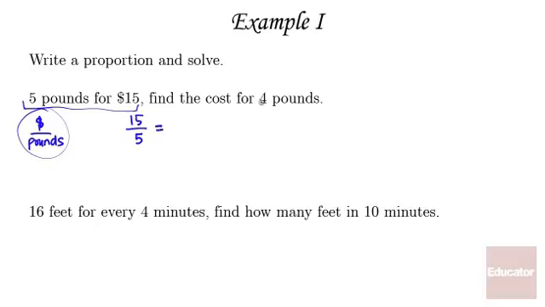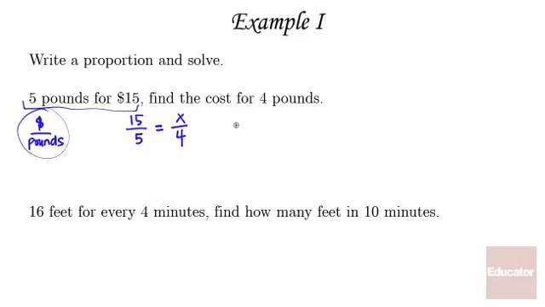Well, 4 pounds, does the 4 go on the top or the bottom? It's pounds. It's going to go on the bottom. And then I want to find the cost. That's what I'm looking for, so I'm going to make that my variable. So I can say x. And then that is the money part, right? Find the cost. Cost is money. So that's going to go on the top. So here I'm going to solve for x.